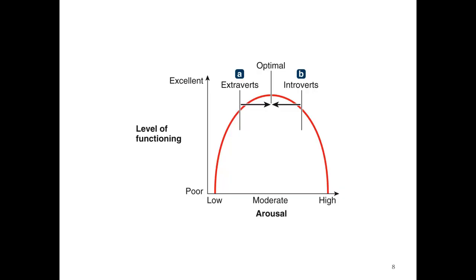So, extroverts just need a higher level of arousal from their environment, where introverts need a lower level of arousal. And this is one of the reasons introverts tend to withdraw. We get a little more overaroused in social situations, and we do so more quickly than an extrovert would.